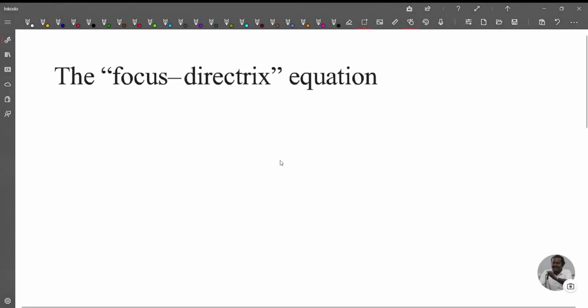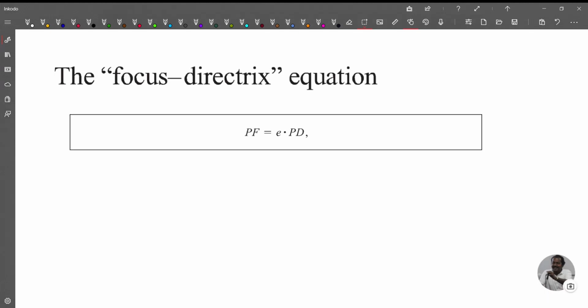Now we discuss focus directrix equation of conic sections. The equation PF equal to e into PD is known as the focus directrix equation, where P is a point on the conic, F is the focus, and e is the eccentricity, and D is the point on the directrix which is closer to the focus.